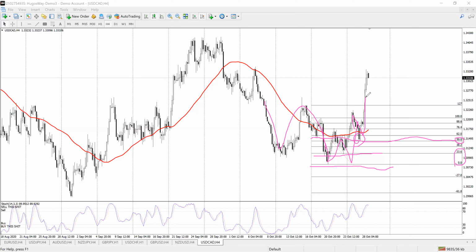And then we use our indicators, which is our stochastic, for another confluence for our trading at the end of the day.